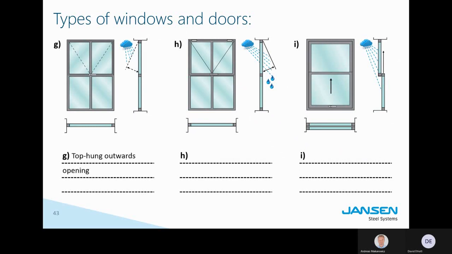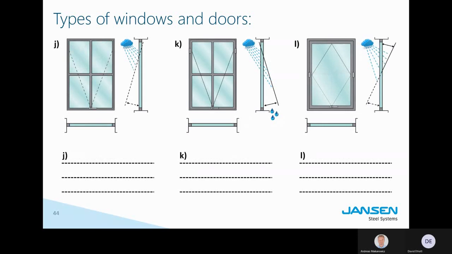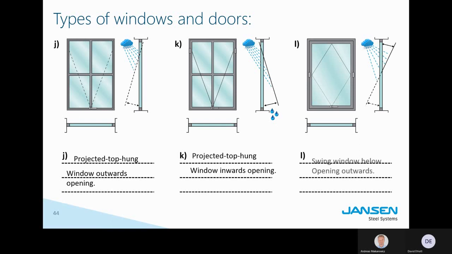Top hung outwards opening, top hung inwards opening, a vertical sliding window, typical for the US market or Great Britain. They use a lot of these. We use fewer of these here in Central Europe. Then we have again a projected top hung window, outwards opening, dotted line, a projected top hung window, inwards opening, and then the next one is a swing or pivot window, outwards opening. So the lower part of the window opens outwards.